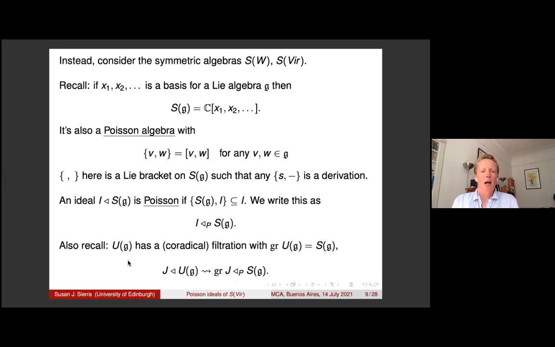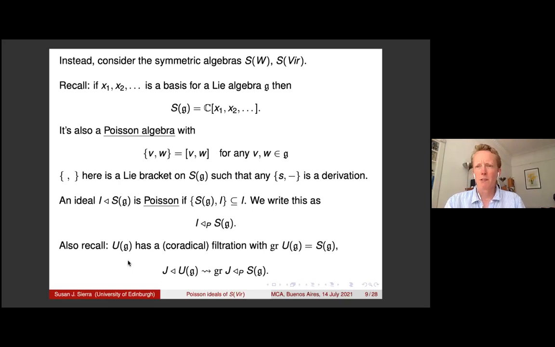Why do I care about the symmetric algebra if I'm really interested in the enveloping algebra? Well, the enveloping algebra has a filtration. In fact, it's the co-radical filtration of it as a Hopf algebra, where the associated graded of it is the symmetric algebra. So what that says is that Poisson structures in the symmetric algebra, you expect them to be sort of shadows of structures in the enveloping algebra.